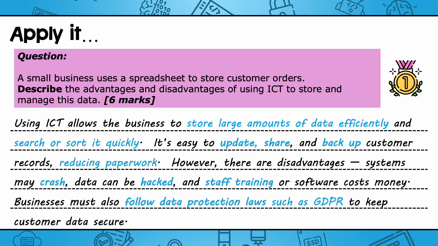However, there are disadvantages. Systems may crash. So ICT is not foolproof. It does tend to crash. It can crash for lots of different reasons. Data can be hacked. Staff training or software does cost money, and the business must also follow the data protection laws such as GDPR to protect the customer data. So we've talked about and described in detail the advantages and the disadvantages of storing our data using ICT systems.